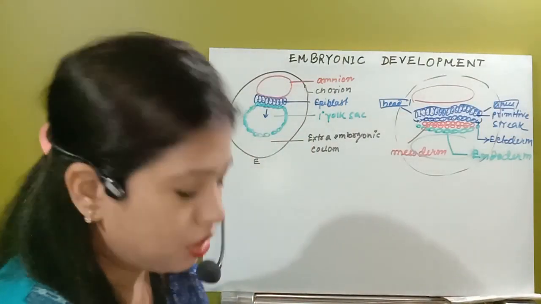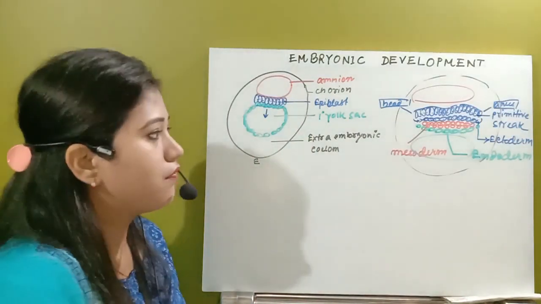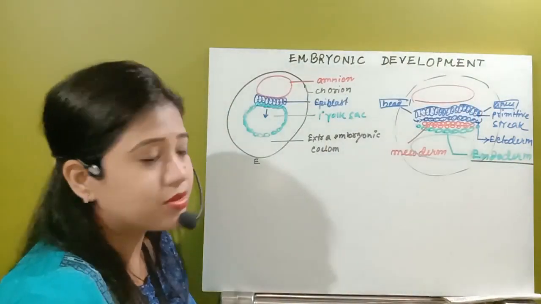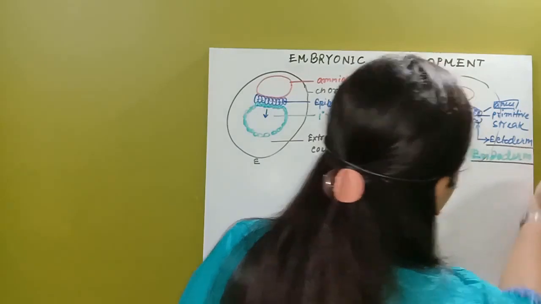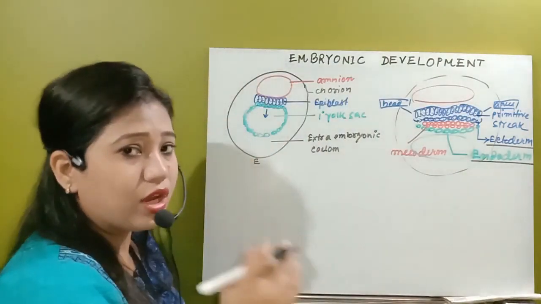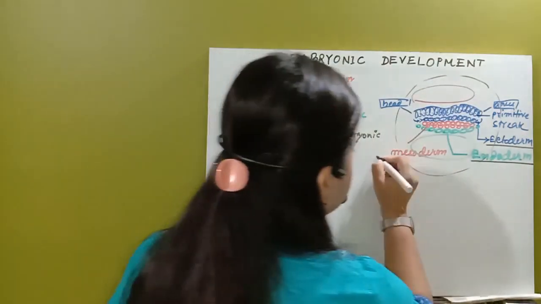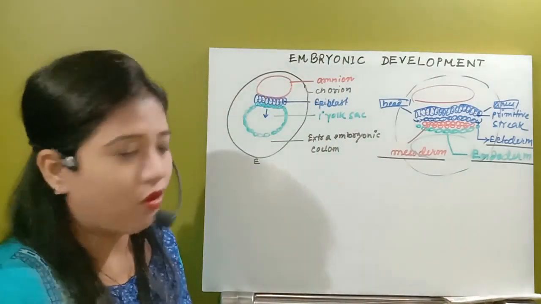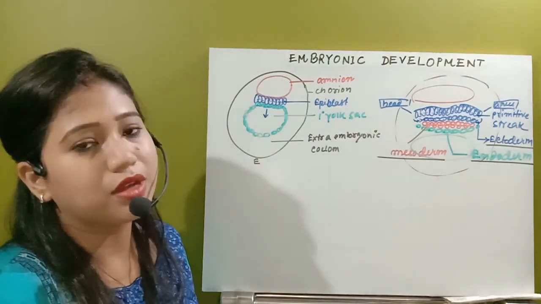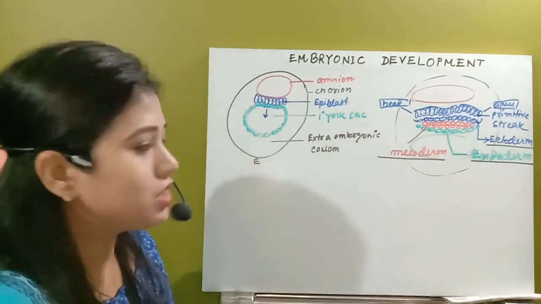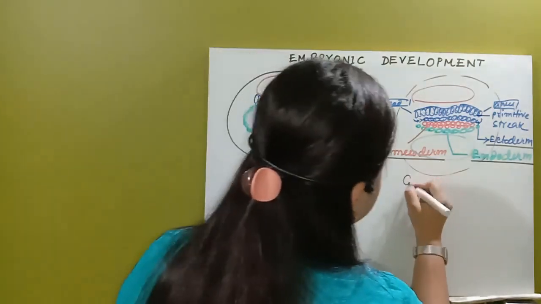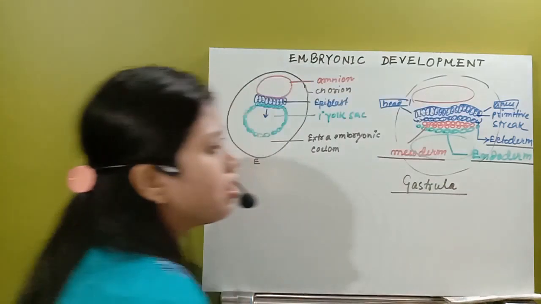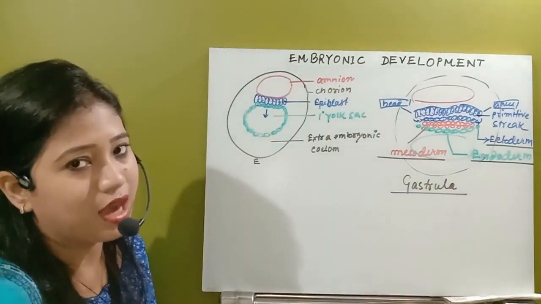So this way all three germ layers have been formed. First of all, from the hypoblast, endoderm is formed. From the epiblast, ectoderm is formed. Now in between ectoderm and endoderm, the third germinal layer in the case of triploblastic animals, mesoderm, is formed. So this way all three germ layers are formed. This stage is known as gastrula. Gastrula means it's a stage when all three germ layers have been formed.